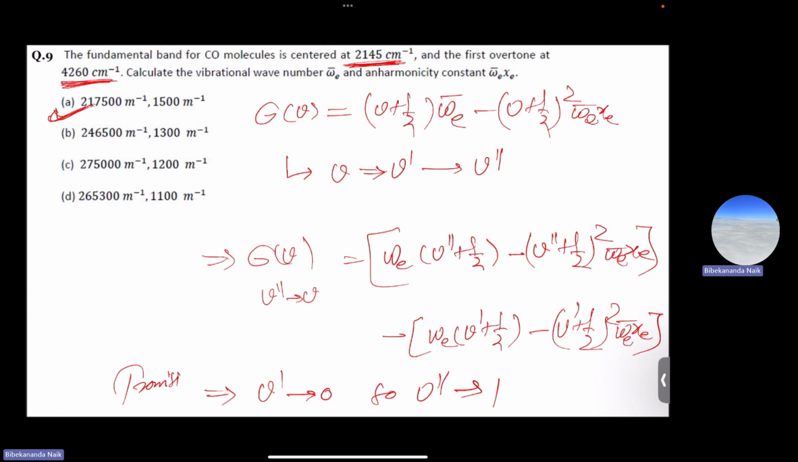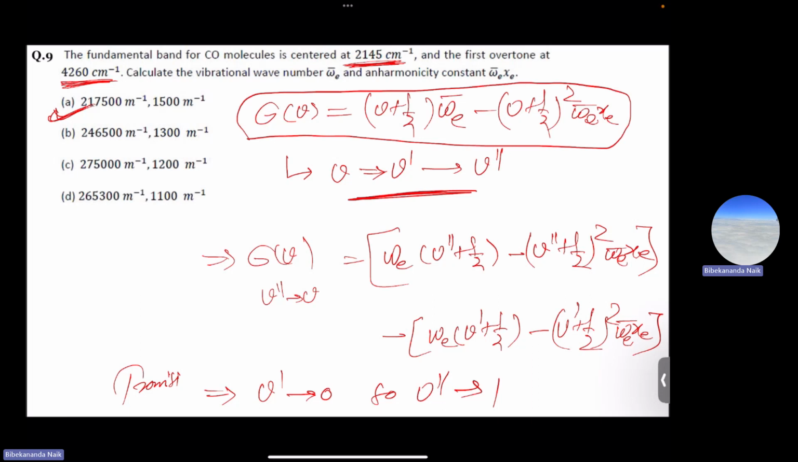If we talk about the transition between the two levels, since the energy expression for one level is given as this, the transition between the two levels having values v double prime and v prime will be omega e (v double prime + 1/2) and omega e (v prime + 1/2). So this is for one level, and this is for another level. For the fundamental transition, v prime is 0 and v double prime is 1. If you put in the values and calculate, it will be omega e minus 2 omega e xe.